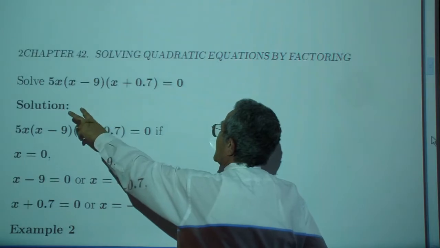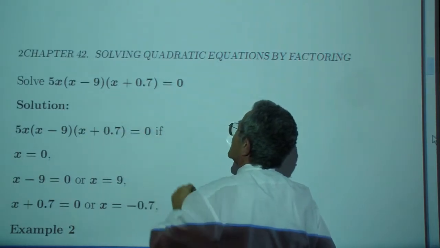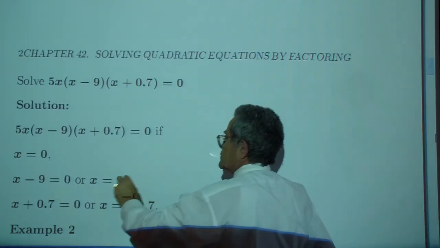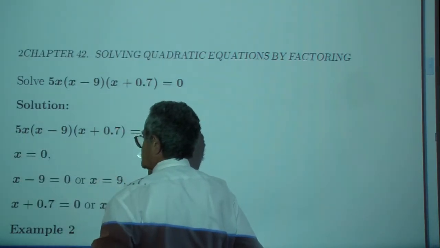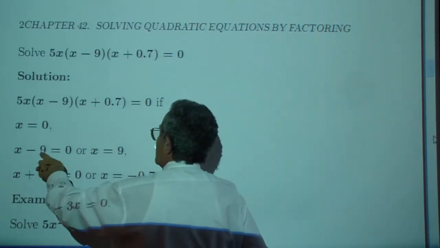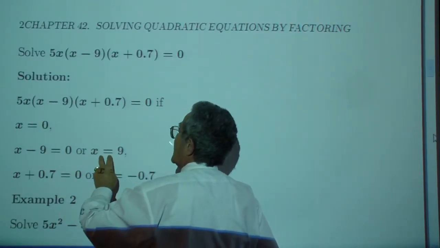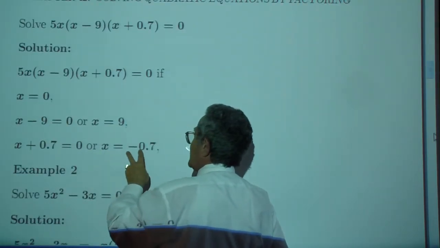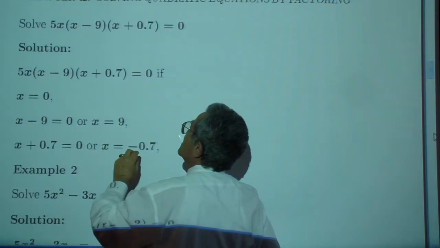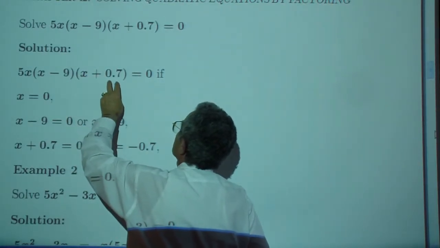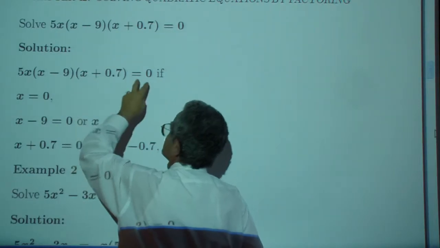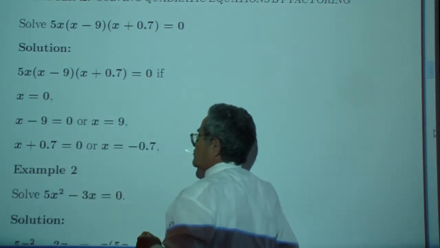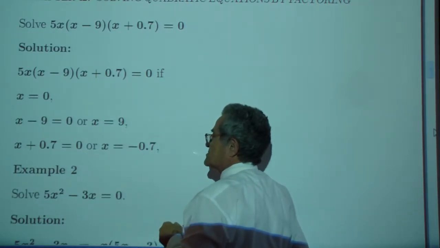we want to solve 5x times x minus 9 times x plus 0.7, which is 0. This can be 0 if x is 0. 0 times something is 0. X minus 9 is 0, so x can be 9. You get something times 0 times something. Or x can be negative 0.7. You get 0.7 minus negative 0.7, something times 0, which is 0. So any one of these three factors can be 0. We get three possible answers.